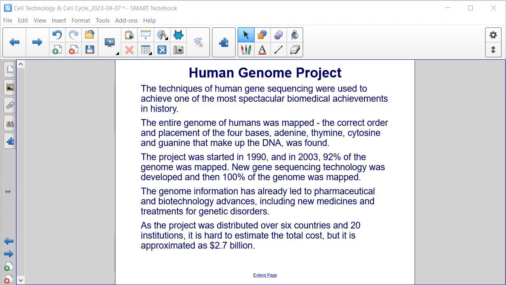New gene sequencing technology was developed, and then 100% of the genome was mapped. The genome information has already led to pharmaceutical and biotechnology advances, including new medicines and treatments for genetic disorders. As the project was distributed over 6 countries and 20 institutions, it is hard to estimate the total cost, but it is approximated as $2.7 billion.